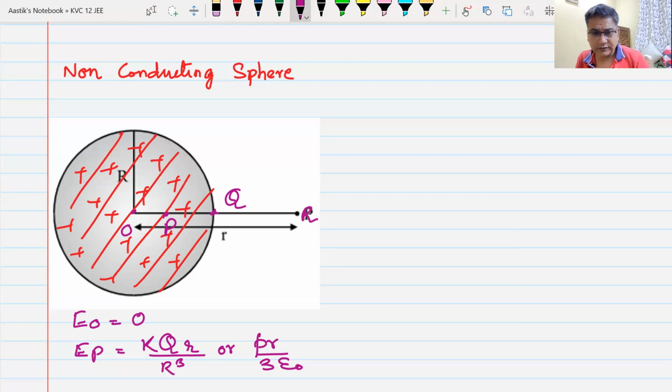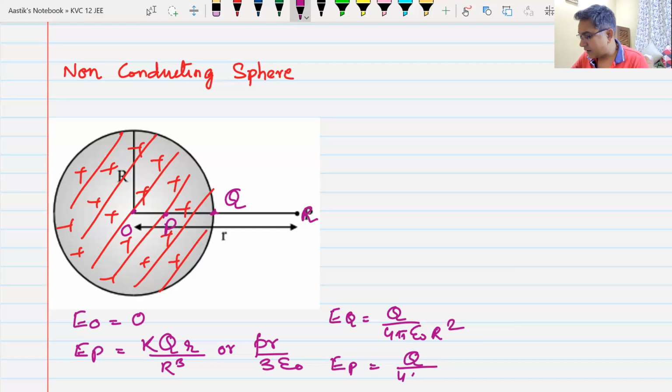What is rho here? Volume charge density. Charge per unit volume. Great. What is electric field at point Q, which is the surface of the sphere? It is same as Q by 4 pi epsilon naught into R square. What is electric field at point P, which is outside the sphere? Q by 4 pi epsilon naught small r square.